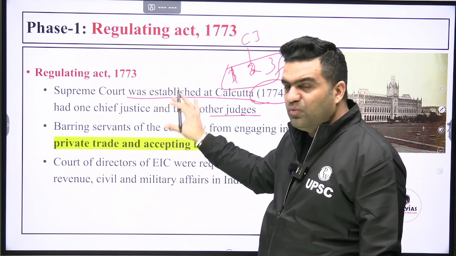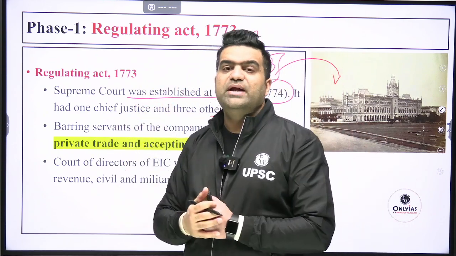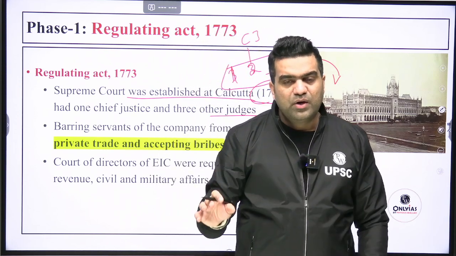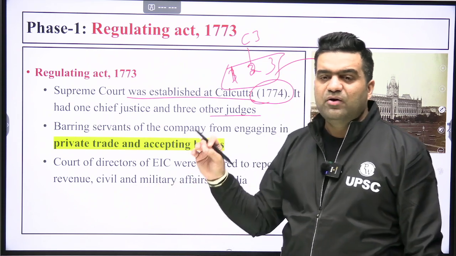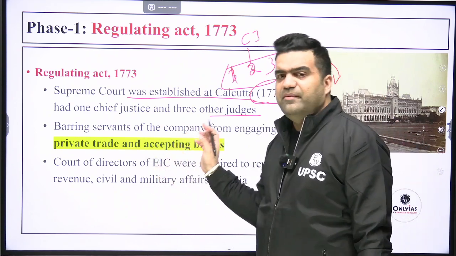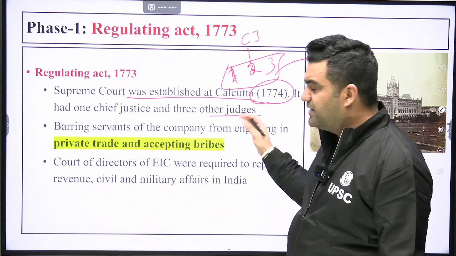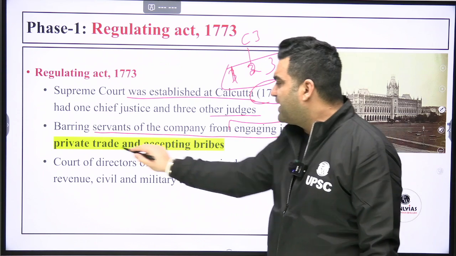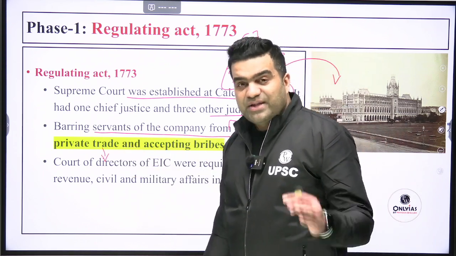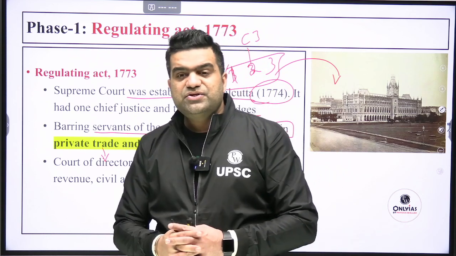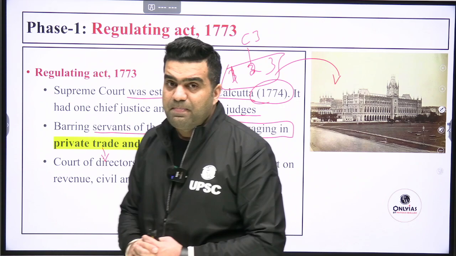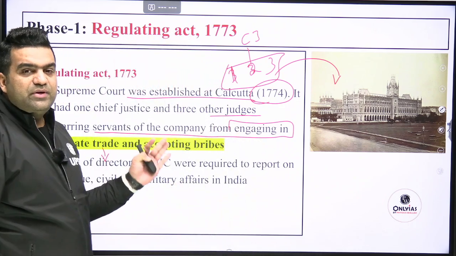Whatever vacuum, whatever details were missing in the Regulating Act of 1773, those details were rectified or added through another amending act that we are going to see in a short while. The act barred the servants of the company from engaging in private trade. So the elements of corruption in administration amongst some of the IAS officers that we see even today were present even during the British Raj.